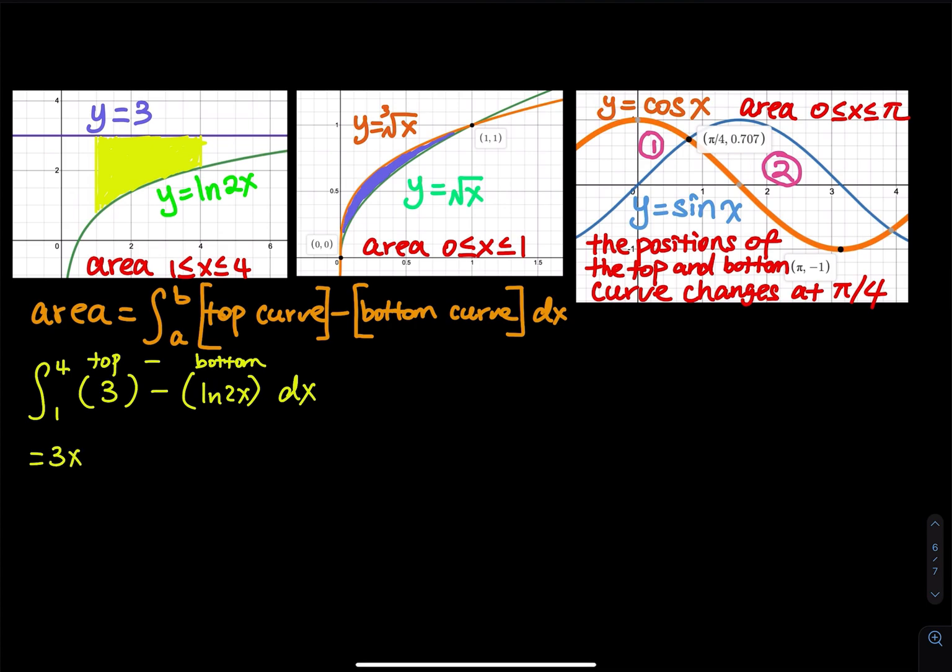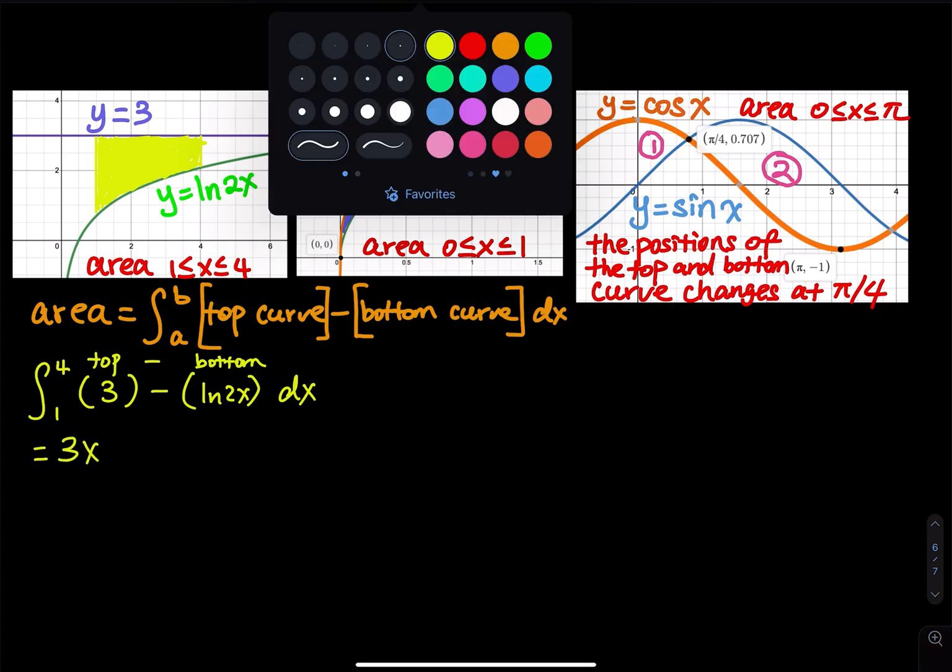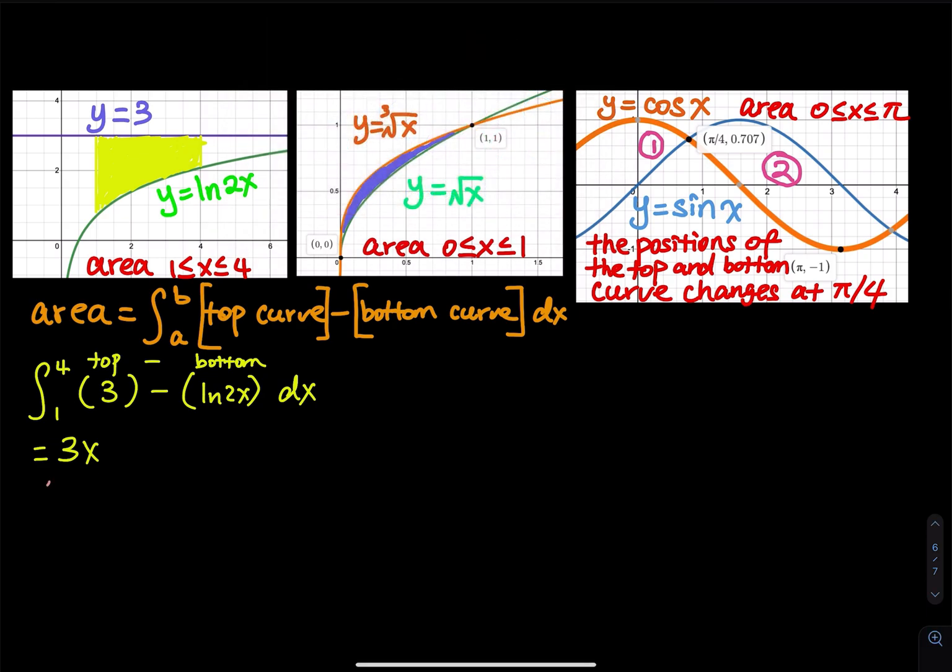And then how about the antiderivative of ln of 2x? Okay, this is why I picked this problem. Let me erase this and put this up because I want to save a little bit of space for myself. Here is something that we will have to know. The integral of ln x dx is what we discussed before: x times ln x minus x. You can look this up online.